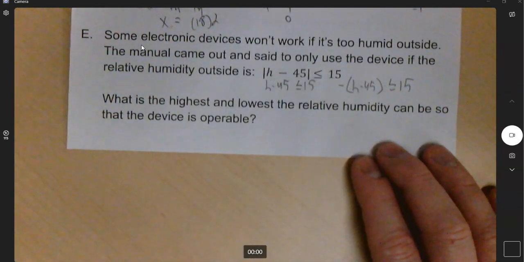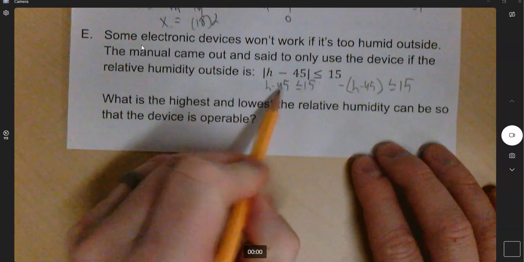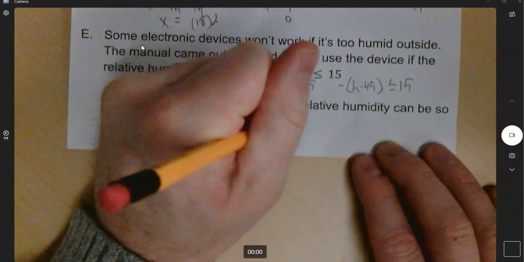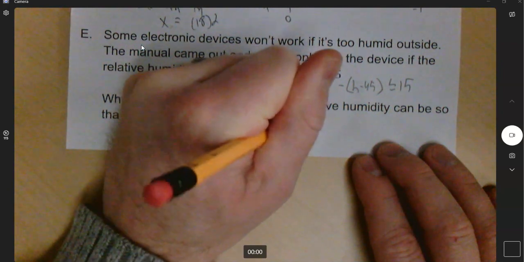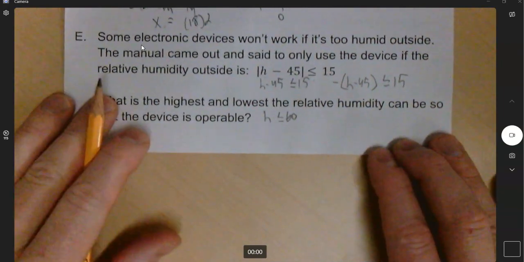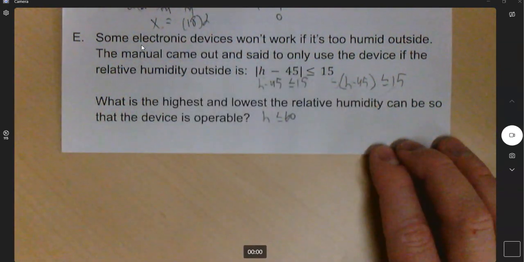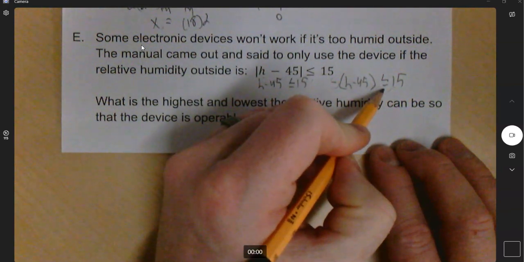And now hopefully the gears are turning a little bit. Well, I'll solve this one. That's not a big deal. I'll add 45 to both sides and I'll get 60. H has to be less than 60. The humidity needs to be less than 60. Or, now on this one, I need to divide the negative over. And when we divide by a negative, this is when the inequality symbol is going to change.